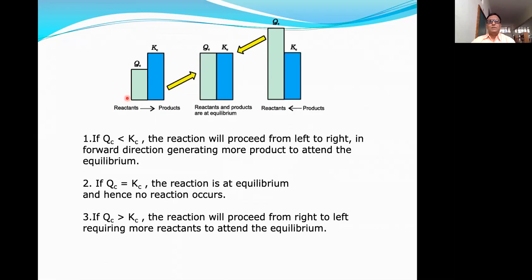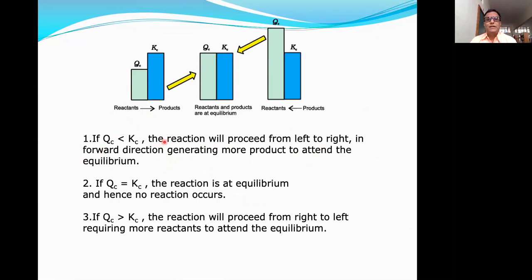Now there are three possibilities. Number one, if Qc is less than Kc, means first figure, the reaction will proceed from left to right in the forward direction, generating more product to attain the equilibrium. So this is the first case, if Qc is less than Kc.